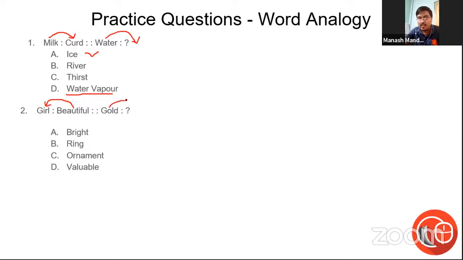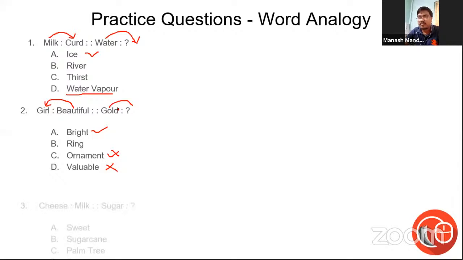So gold from the outside is bright. It is not an ornament. So this is not girl and female. If this was girl and female, gold would have been ornament. If the girl was intelligent, then gold would have been valuable. So beautiful describes the outer side of this, so gold will be bright. Bright describes the outer side of this gold.